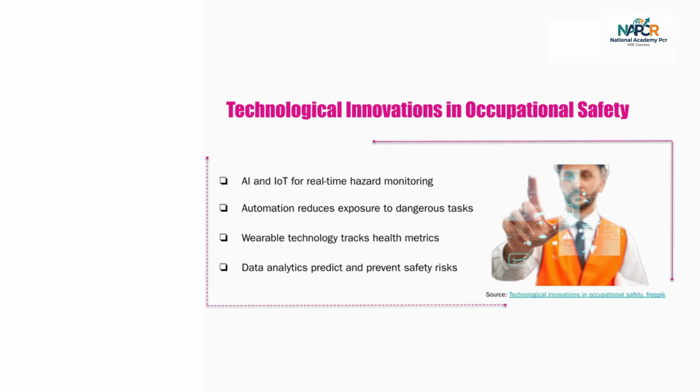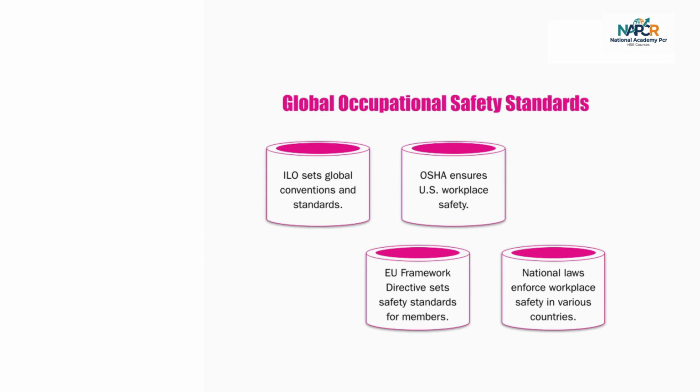In terms of technological innovation in occupational safety, the introduction of AI, artificial intelligence, or IoT-based devices can provide real-time monitoring, and can also predict if an incident could happen, based on the readings or the standard process going on in the organization. Automation reduces exposure to dangerous tasks. Wearable technologies can track human health hazards, and data analytics can predict and prevent safety risks in the organization.